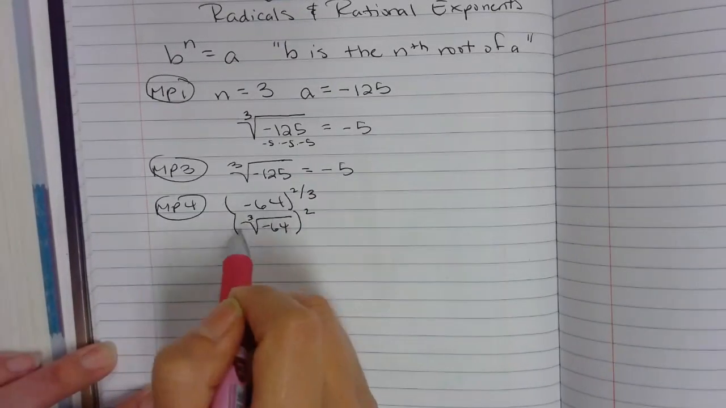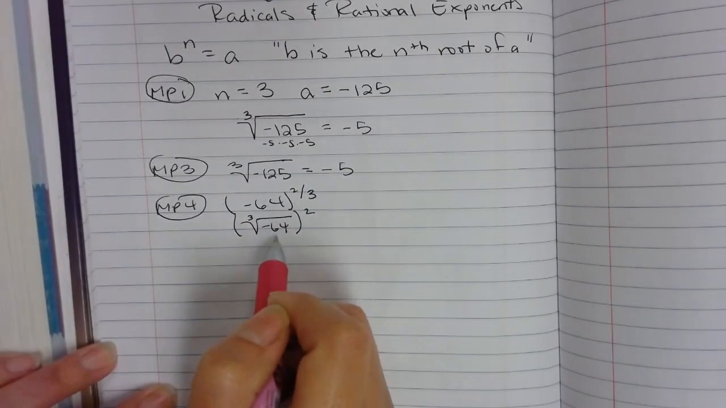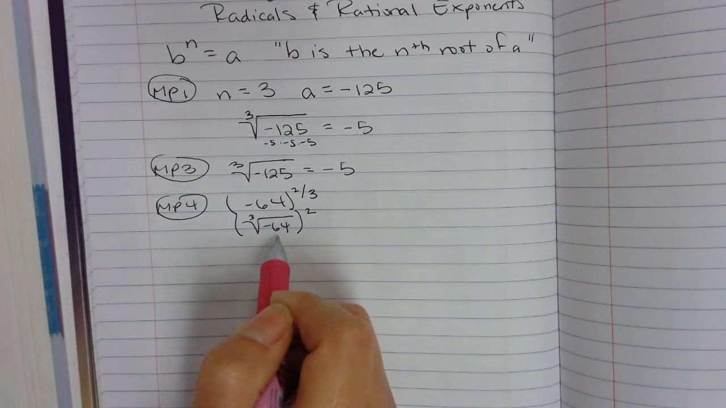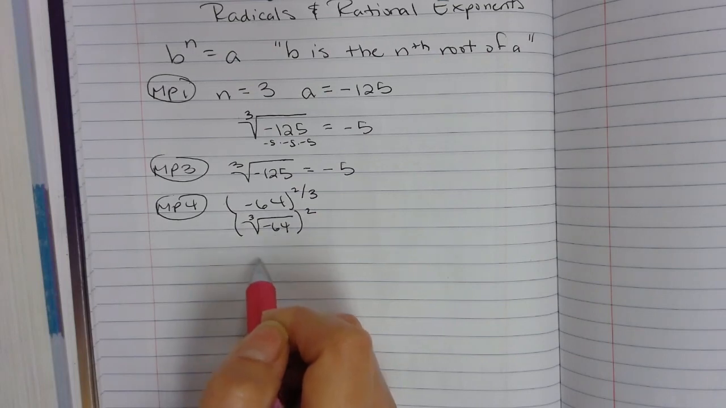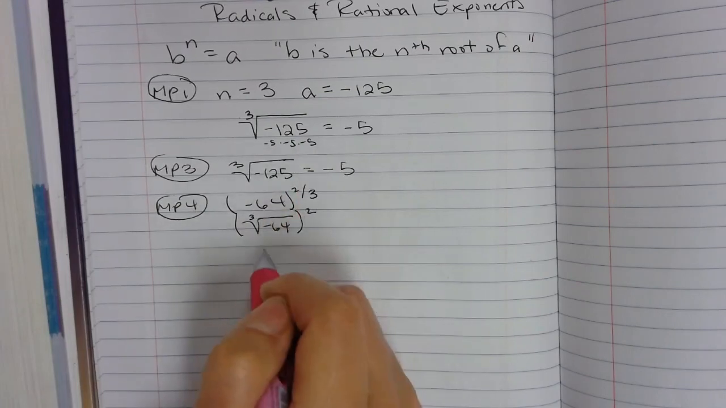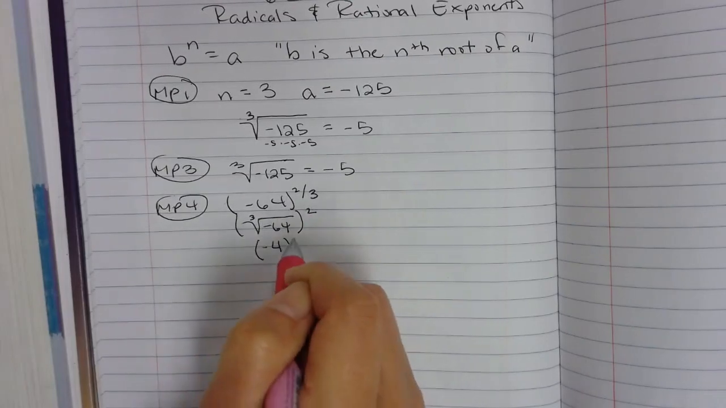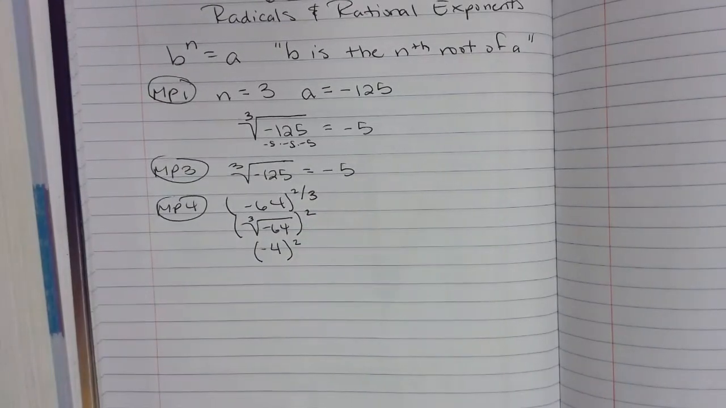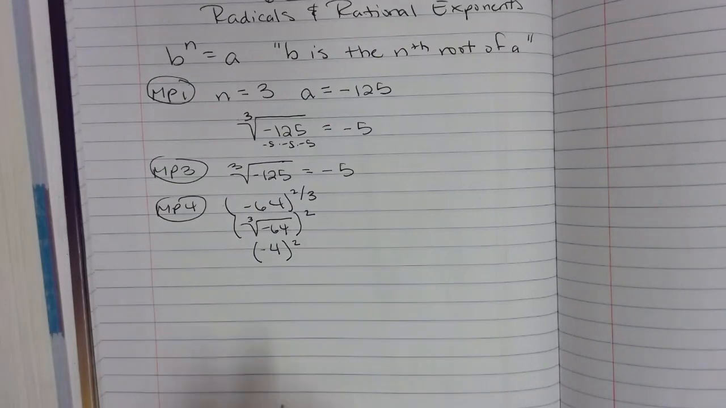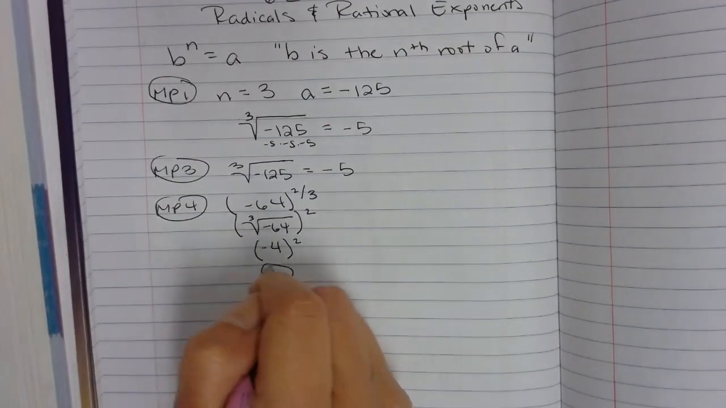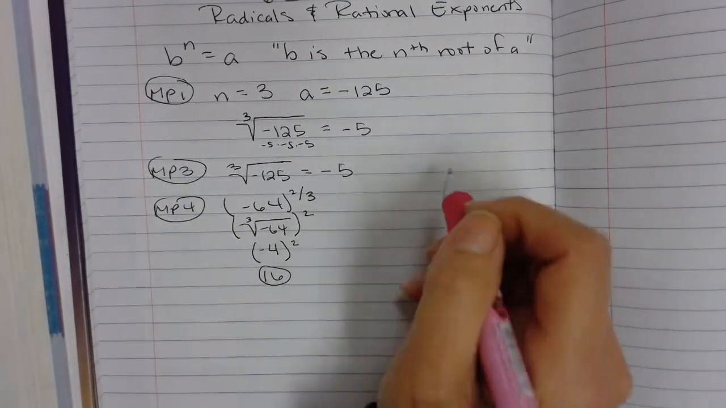What number do I multiply 3 times to get negative 64? 8 times 8 is 64, twice. 4 times 4 is 16. Times 4 is 64. So it's not just 4, it's really negative 4. So that's just the inside part. Negative 4 squared is 16. There you go. Good job.